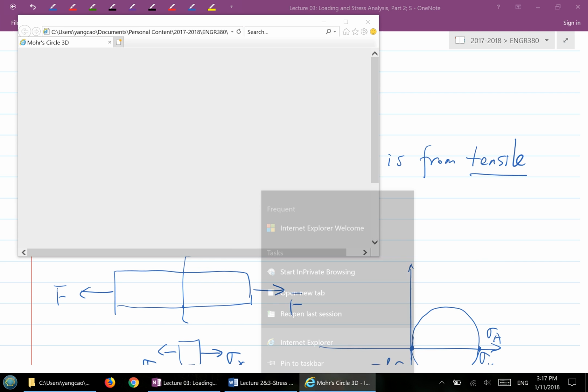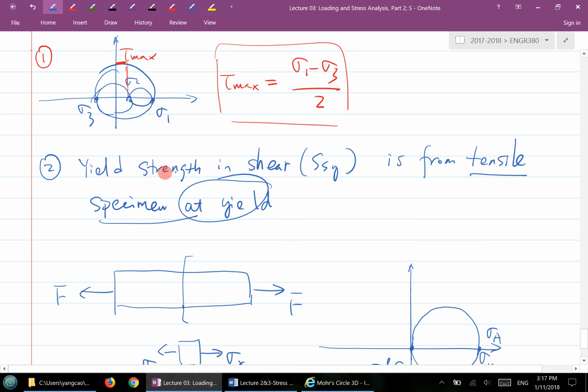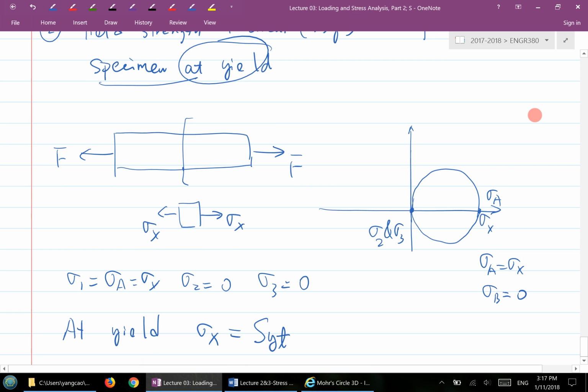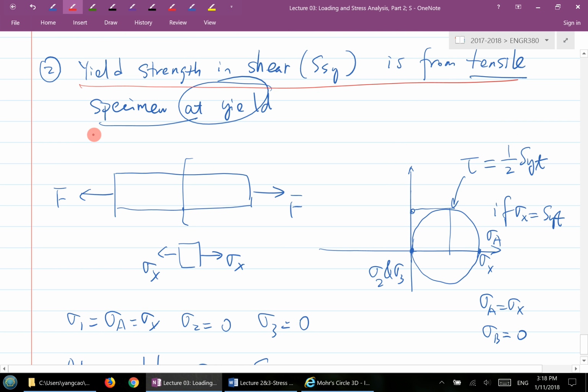But what you're looking for is not the yield strength, it's the yield strength in shear at that moment. What's the yield strength in shear? This is the yield strength in shear at that moment, right? That's the value. If sigma x equals SYT, then tau equals half of the diameter of the circle, which is 1/2 times SYT. So basically, the yield strength SSY here equals 1/2 SYT. Okay?